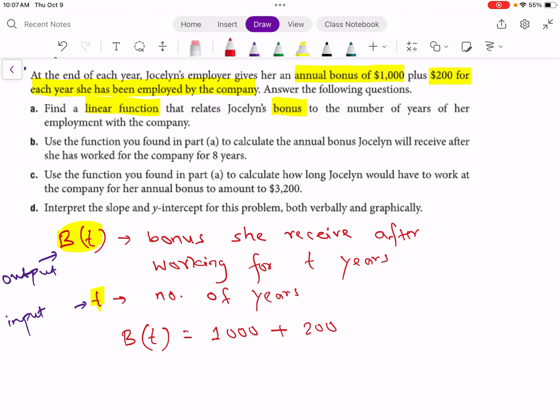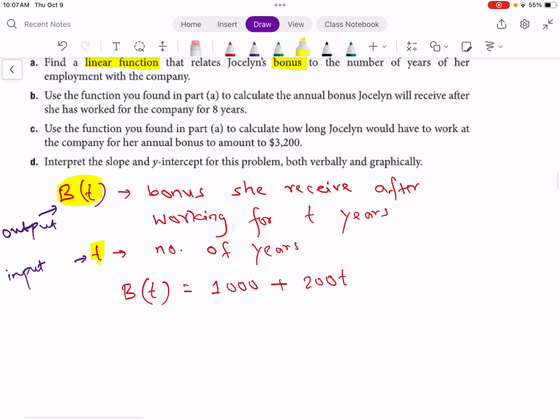If she worked for 1 year, her additional bonus is $200, right? If she worked for 2 years, her additional bonus is 200 times 2, which is $400. If she worked for 5 years, it is 200 times 5, which equals $1,000. Now if she worked for t number of years, what will be her additional bonus? 200t, right? We multiply 200 by the number of years. And this is the linear function. Our input is the number of years she works for the company, and B of t is the bonus.